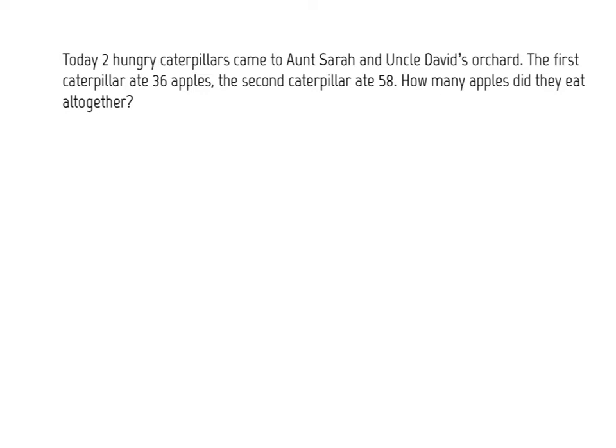Here's our next problem to work out. Today, 2 hungry caterpillars came to Aunt Sarah and Uncle David's orchard. The first caterpillar ate 36 apples. The second caterpillar ate 58. How many apples did they eat all together? I'd like you to choose whatever method you would like and add these numbers together. So we have 36 plus 58.